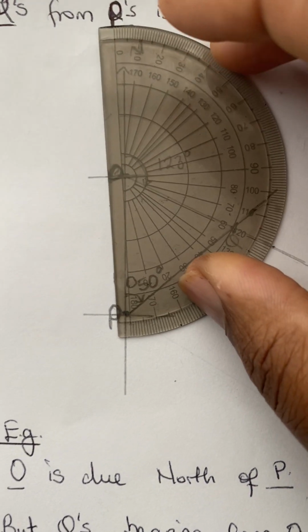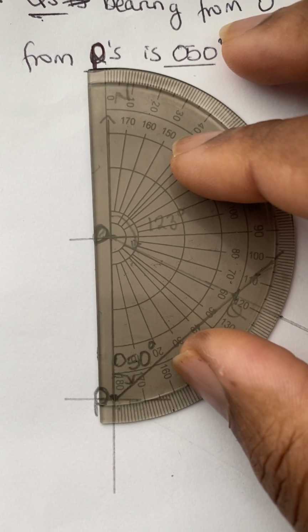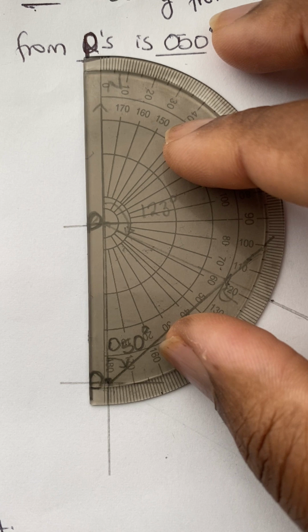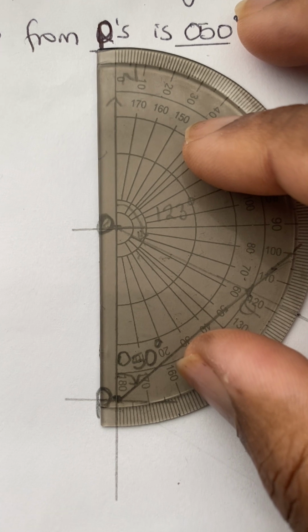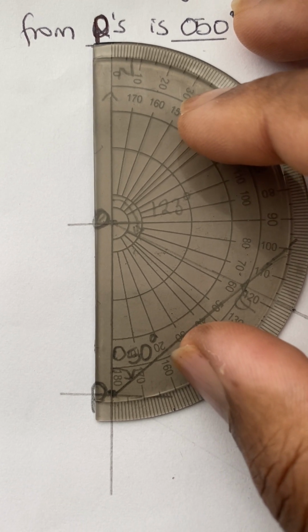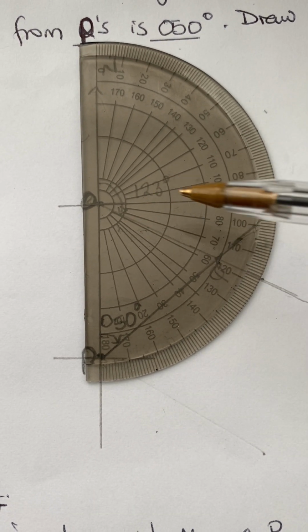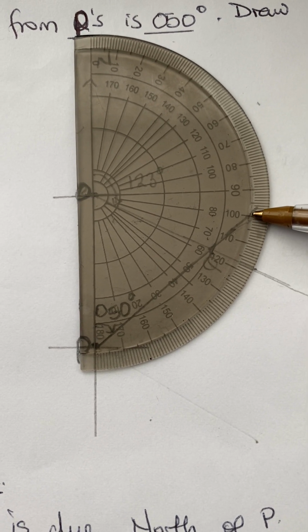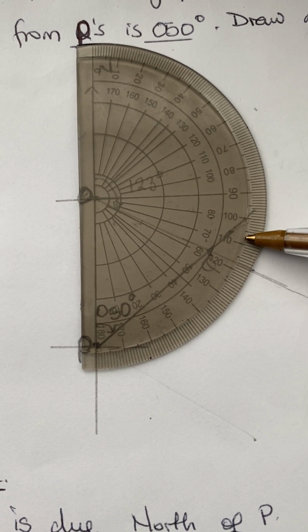So this is my protractor again. Let's zoom in and see what we can do. So that's the middle part. Now I want 123. I know that this is 90. So from 90, 100, 110, 120.